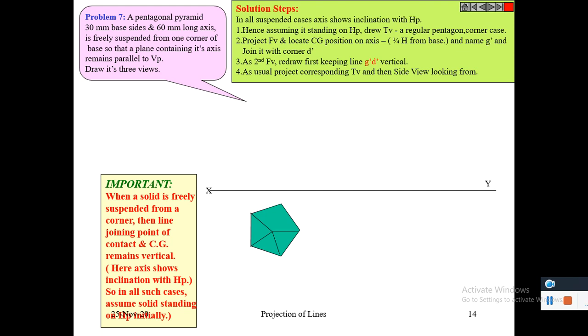A pentagonal pyramid, 30 millimeter base sides and 60 millimeter long axis, is freely suspended from one corner of base so that a plane containing its axis remains parallel to VP. Draw its three views. So it is a pentagonal pyramid. Its front view is drawn. These three lines are seen here.